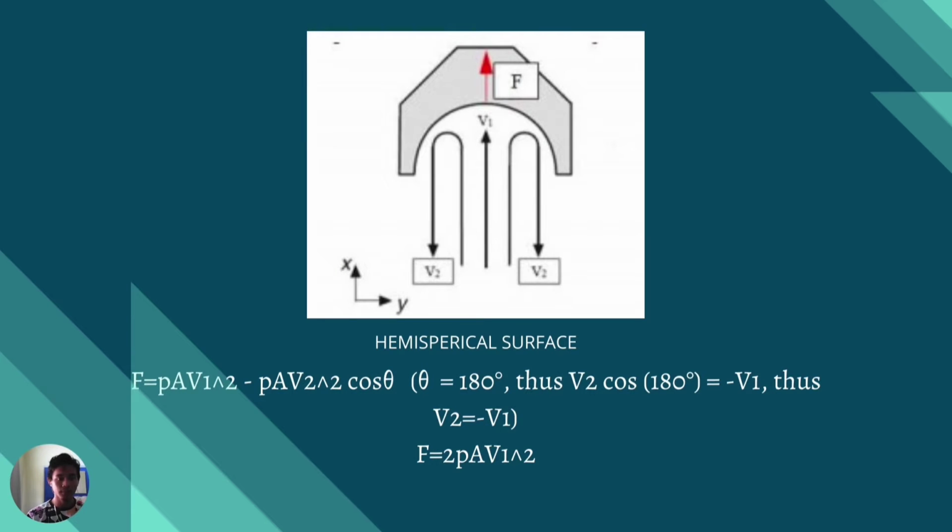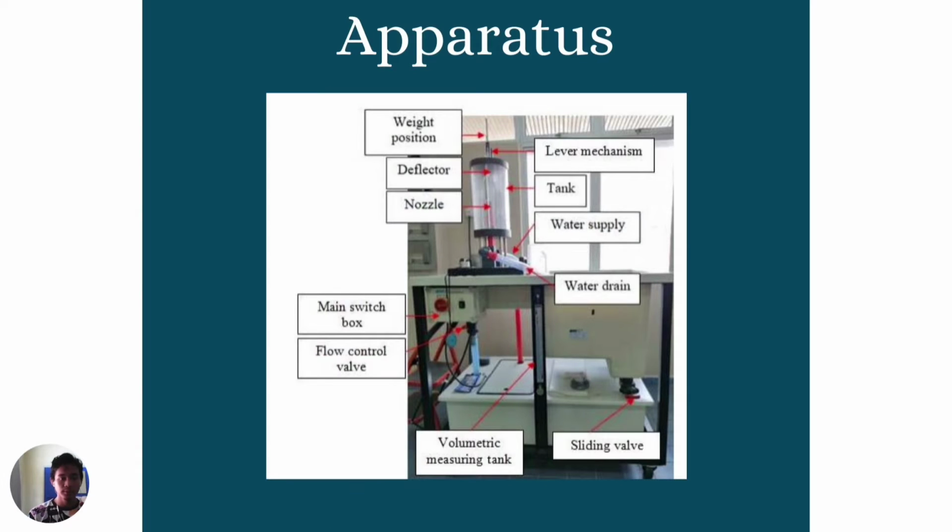Next, for the hemispherical surface, the equation is F is equal to rho AV1 squared minus rho AV2 squared cos theta. For theta of 180 degrees, therefore we get cos theta is equal to minus 1. Thus, V2 is equal to V1. So, for this type of surface, which is hemispherical, the equation is F is equal to 2 rho AV squared. Next, for the methodology, this is the apparatus that we use in our experiment.